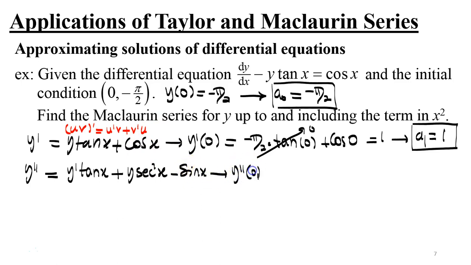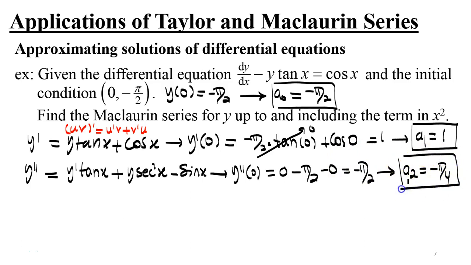So the second derivative at 0: tan of 0 is 0, whatever y prime is, so the first one is 0. And secant of 0 is 1, times y of 0. Now at 0, y is negative pi over 2, so that is negative pi over 2 minus 0, so that's negative pi over 2 for the second derivative at 0. So don't forget that the second coefficient would be the value of the second derivative divided by 2 factorial, which would give me negative pi over 4.